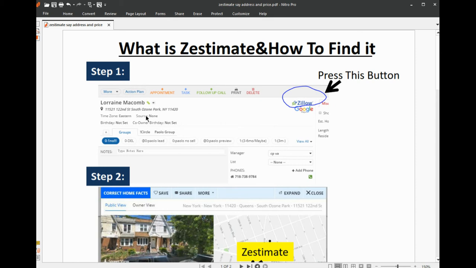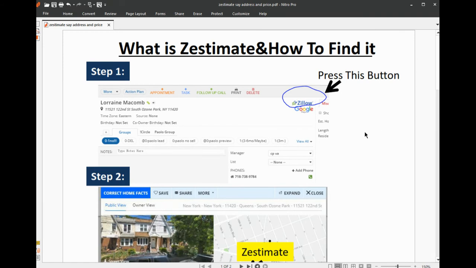The next thing we need to do is, this is a dialer interface, we need to press the Zillow button. Okay, we'll go over how to use the dialer later on, but just to give you an idea right now, we'll press the Zillow button over here. Zillow is a website where all the buyers are searching for the homes that are for sale in the marketplace. So this is a real estate house listing website that has all the for sale homes. Okay, so that's the link.